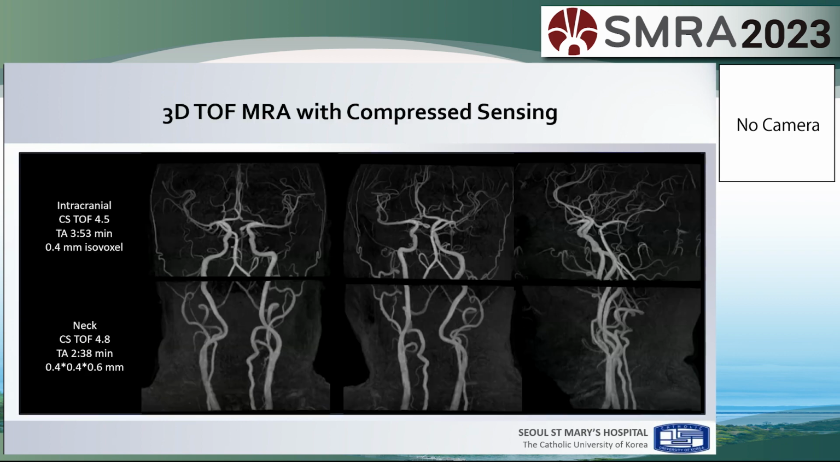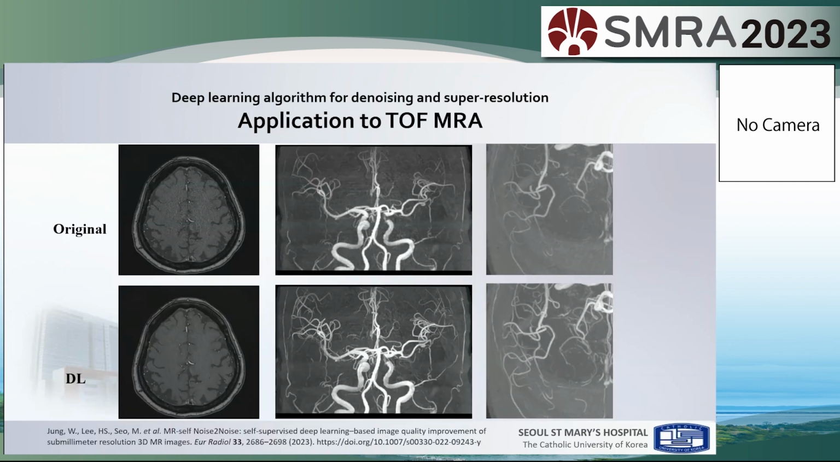But since 3 years ago, compressed sensing has been included in the clinical routine. I believe that TOF MRA and angiography was the first clinical protocol utilizing compressed sensing. So since 3 years ago, our protocol has been changed to get this kind of intracranial TOF MRA and angiography with a sense factor of 4.5 to get an isovoxel size in less than 4 minutes. And for the neck, less than 3 minutes to get a similar matrix size.